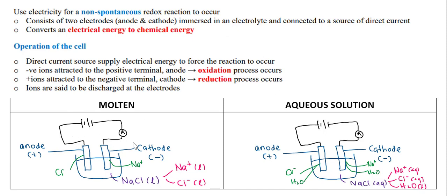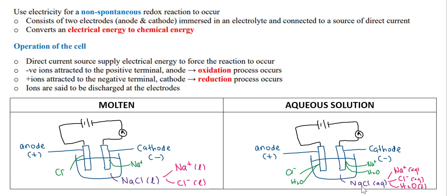So for example here, if I have a molten electrolyte, which is sodium chloride, this molten salt only consists of two ions, which are the sodium ion and chloride ion. So the negatively charged ion, which is the chloride ion, will be attracted to the positively charged terminal, which is the anode. So the chloride ion will be discharged at the anode, while the positively charged ion, which is the sodium ion, will be attracted to the cathode. So the sodium ion will be discharged at the cathode.